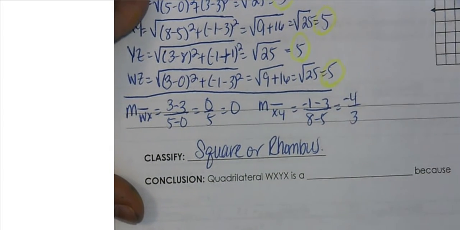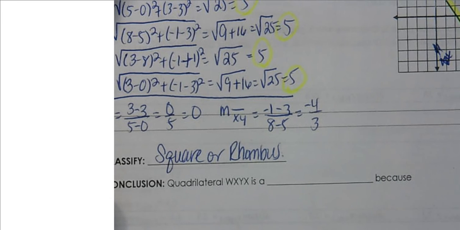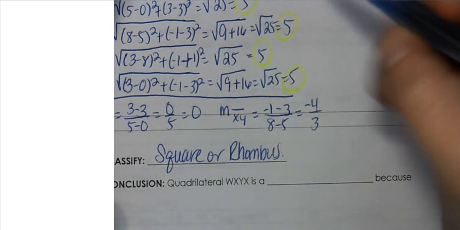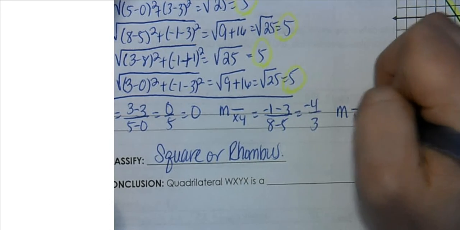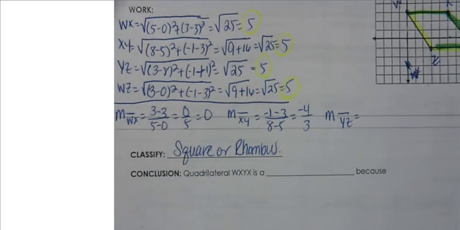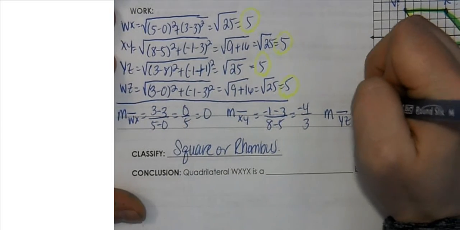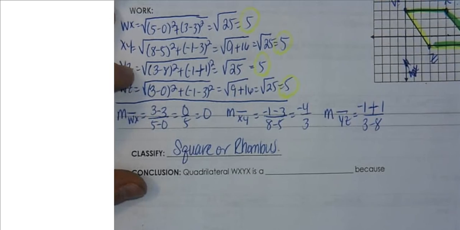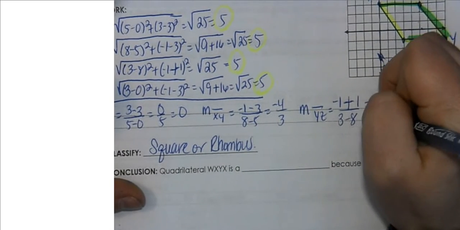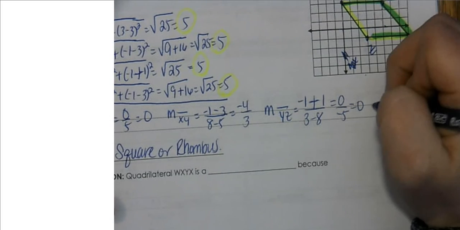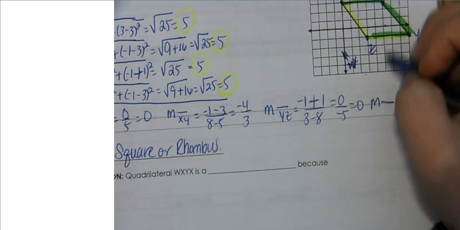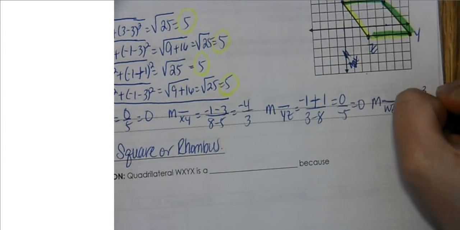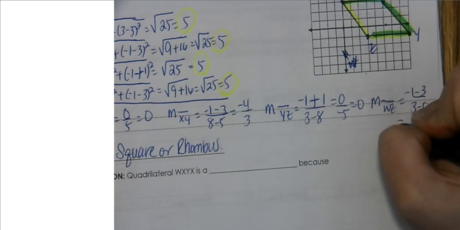Okay, so now let's go ahead and move on to YZ. So the slope of YZ is equal to negative 1 minus negative 1 divided by 3 minus 8. Negative makes a positive, and we end up with 0 over negative 5, which is 0. And finally, we need to find the slope of WZ. Our slope of WZ is negative 1 minus 3 divided by 3 minus 0. So that is negative 4 over 3.